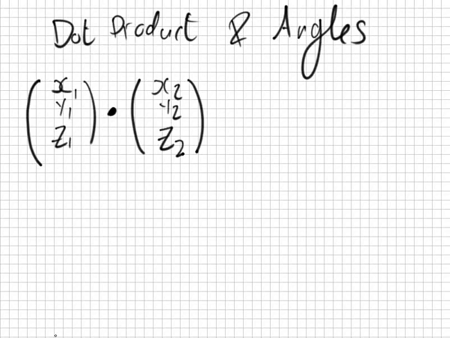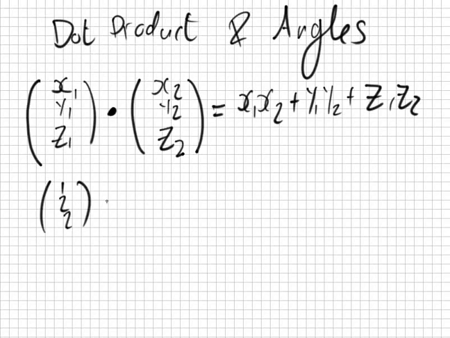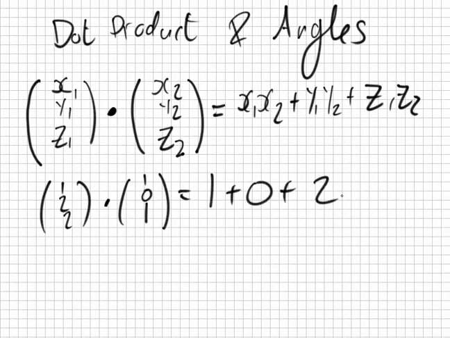Okay, so the definition of the dot product is as follows. You multiply the i components plus the j components plus the k components. Now what you'll notice is the result is not a vector. The result is a number. So for example, the vector 1, 2, 2 dot 1, 0, 1 would equal 1 plus 0 plus 2, which would equal 3.